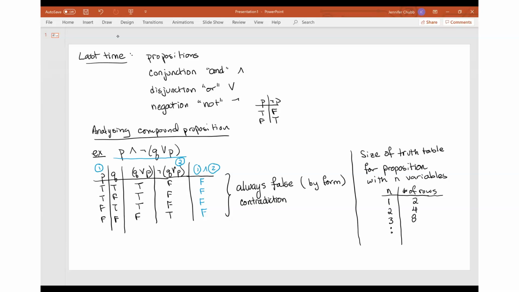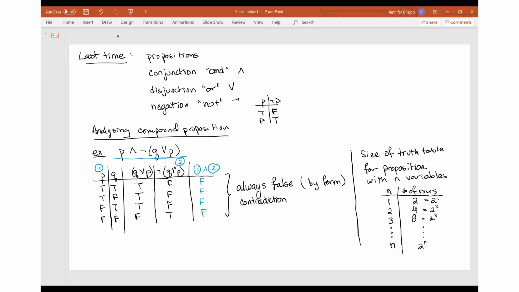If we have a propositional statement with n variables, we're going to have 2 times... let me write it like this: 2 to the 1. This is 2 to the 2. This is 2 to the 3. And in general, we'll have 2 to the n rows in a truth table for a statement that has n propositional variables. This is exponential growth in the size of the truth table.